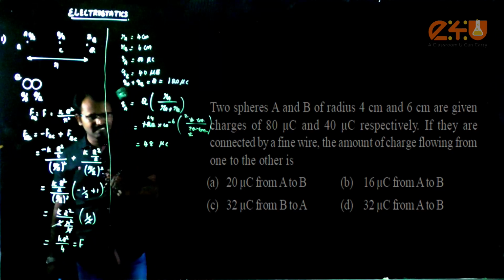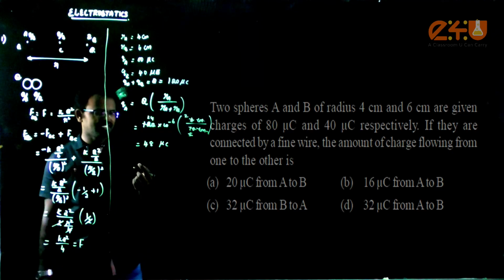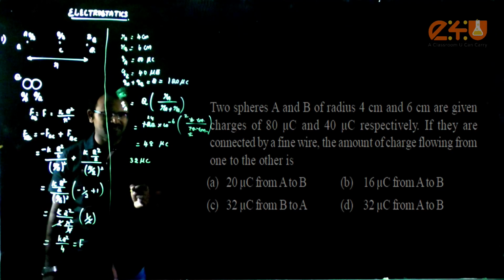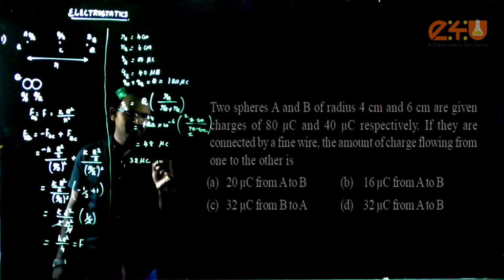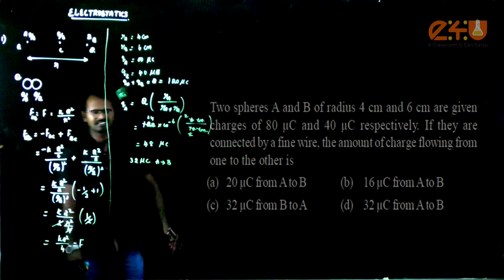Actually now the charge QA is having only 48. Then what is the meaning of this? 32 microcoulomb has been travelled from A to B. Okay, we'll go for the next question.